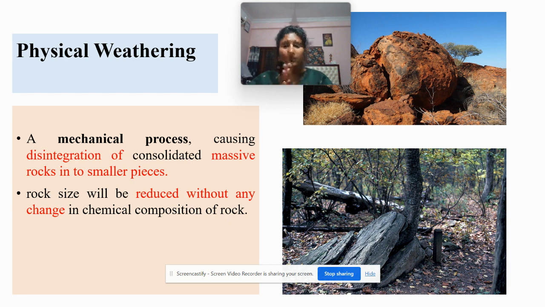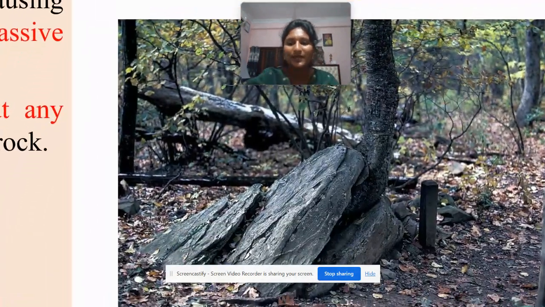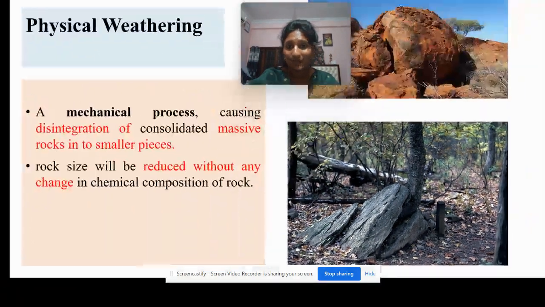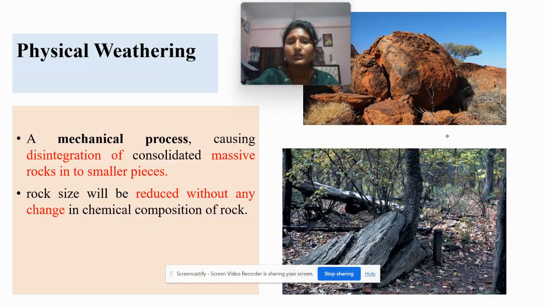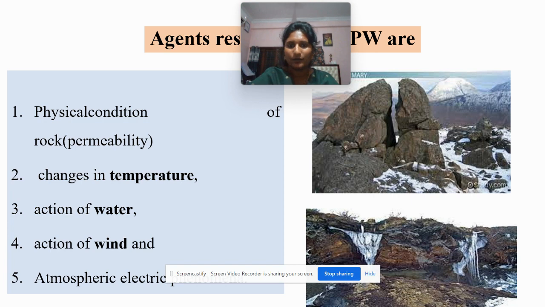Pure disintegration, just breaking down without any chemical change, that is termed as physical weathering. You can see the picture. See, the root is penetrating within the rock, and the rock is getting broken down. And this rock, due to the temperature, gets broken down.